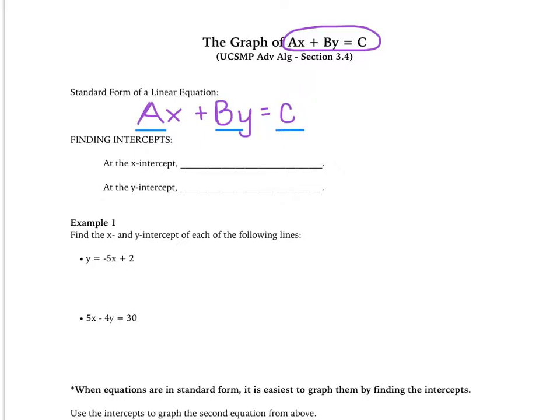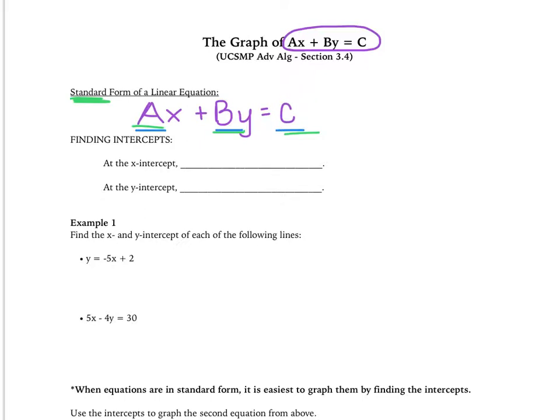Now, technically, I'm lying to you right now because for it to be called true standard form, your a, b, and c all need to be integer values, meaning no fractions or decimals. But all those ones that we did that involved fractions and decimals, we could have really easily multiplied through by 10 or 100 or some common factor to turn them into standard form. So I'm not going to stress about that too much.